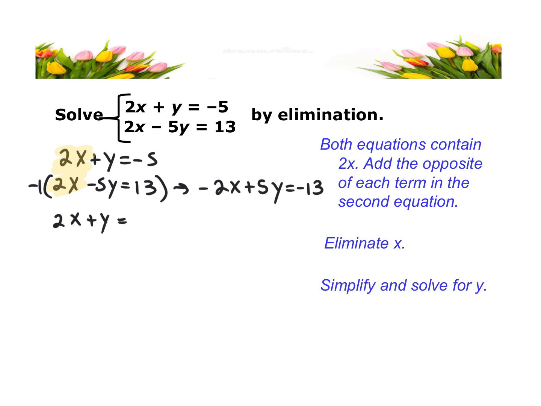So 2x plus y equals negative 5, and negative 2x plus 5y is equal to negative 13. Now I'm going to go ahead and add them. So 2 plus negative 2 is 0x.